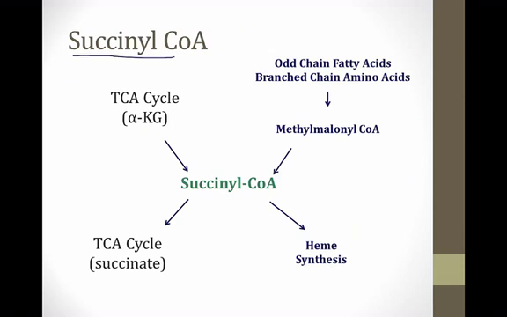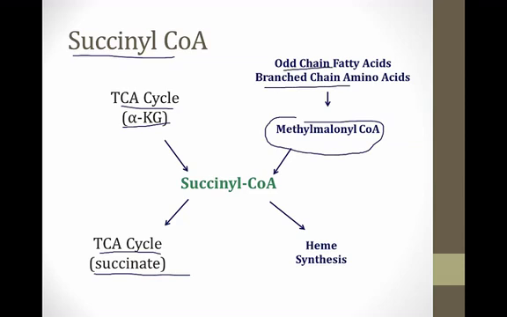You can get succinyl-CoA from alpha-ketoglutarate in the TCA cycle, as we just discussed. It can be converted into succinate via the TCA cycle. In addition, you can get succinyl-CoA from methylmalonyl-CoA, and methylmalonyl-CoA can be derived from odd-chain fatty acids and branched-chain amino acids. And then finally, succinyl-CoA is a very important substrate for the synthesis of heme molecules and hemoglobin.